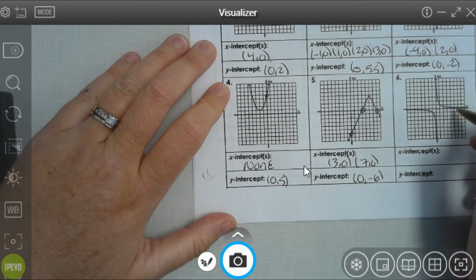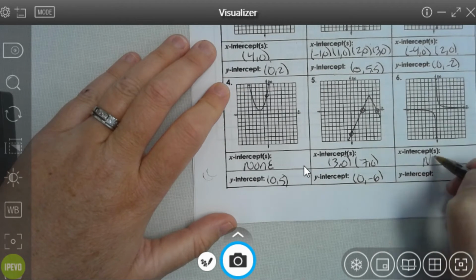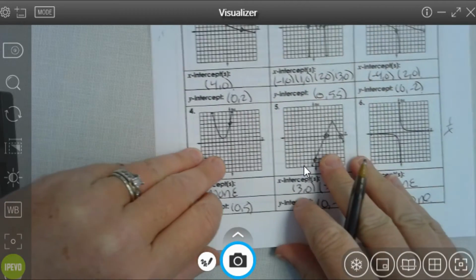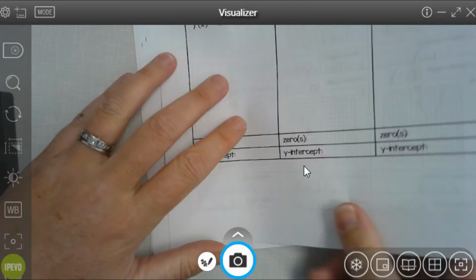This one right here should never hit the x-axis and it never hits the y-axis. This is just a rational function, probably like 1 over x in standard form. So let's look on the back.